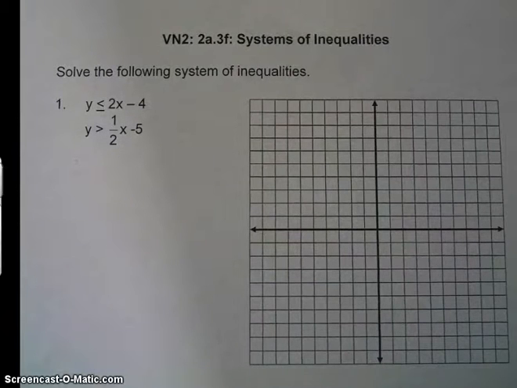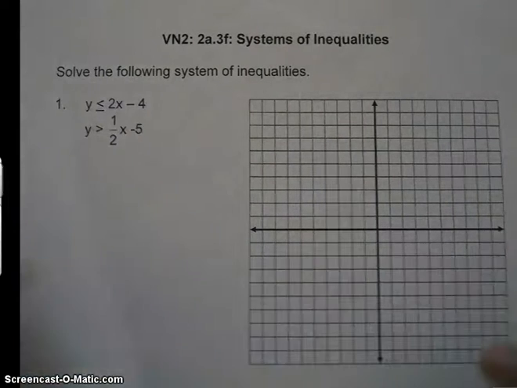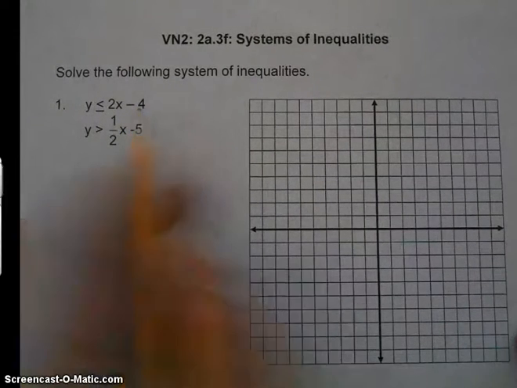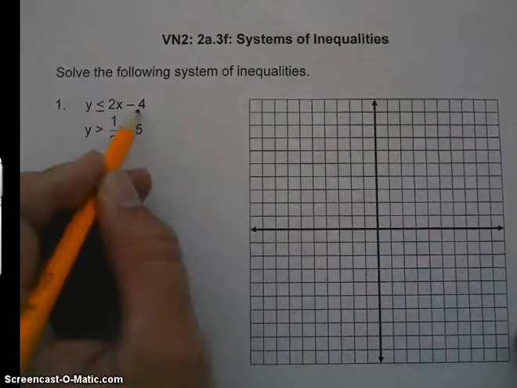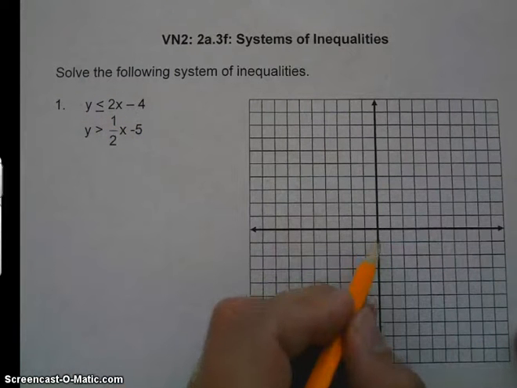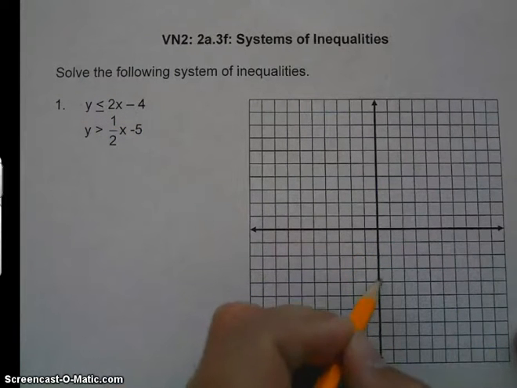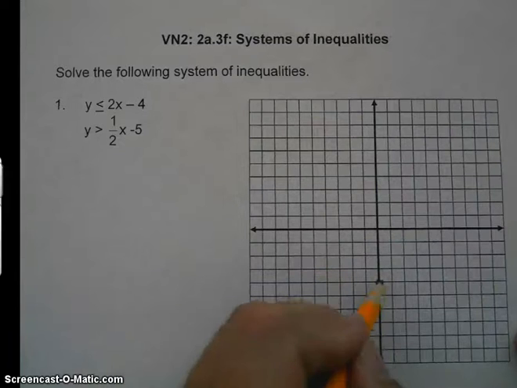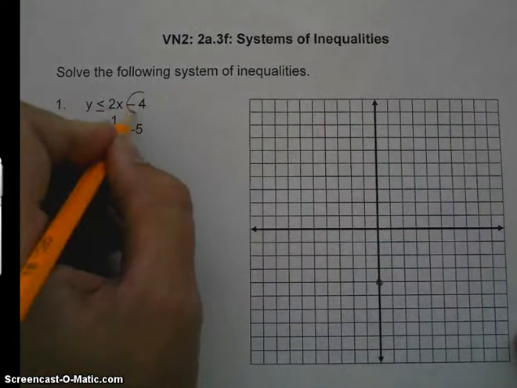Number one says solve the following system of inequalities. So the first thing we want to do is graph them. We're going to start by plotting the y-intercept. The y-intercept is -4. 1, 2, 3, 4. Okay, so this is our starting point.